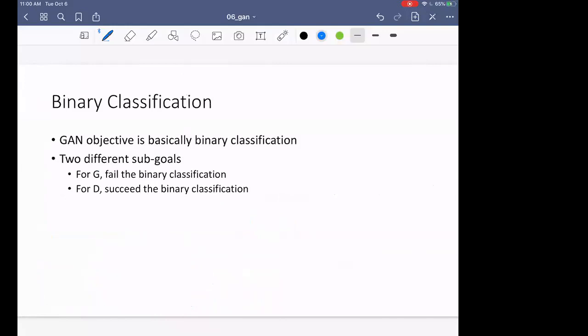So as I said, it's a binary classification. It's just that there are two different sub-goals. For G, the goal is to fool the discriminator, which means it wants the binary classification, classifying real and fake, to fail. Successfully, I mean, hopefully. So that's the binary classification.